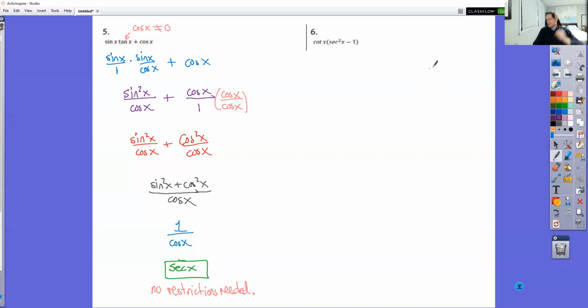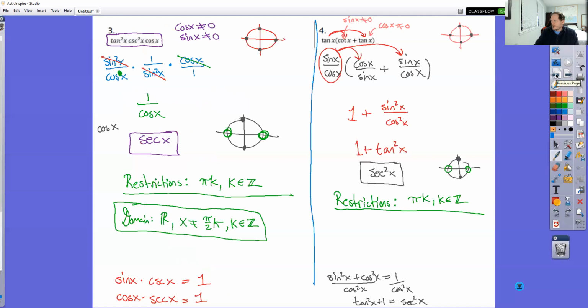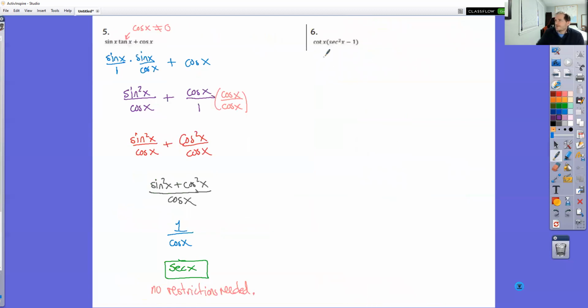A while ago. Actually it wasn't long ago at all. We started off with our Pythagorean identity, the basic one. We divided through by cosine squared and found that tan squared plus 1 is secant squared. But if you subtract 1 from both sides, we see that secant squared minus 1 is tan squared. And I think that's what we have right now. We have a secant squared minus 1. So it'd be nice if we right away noticed that that just becomes tan squared.